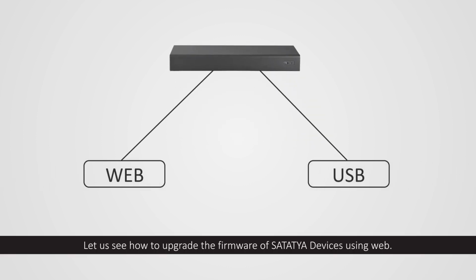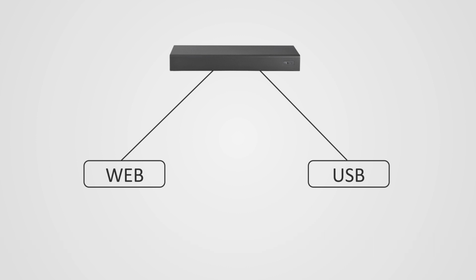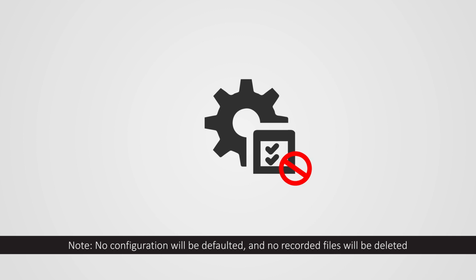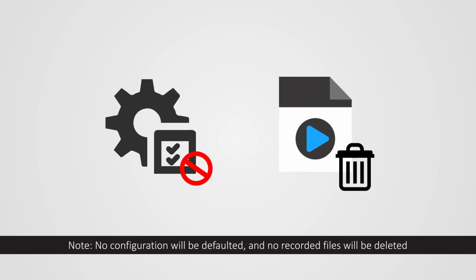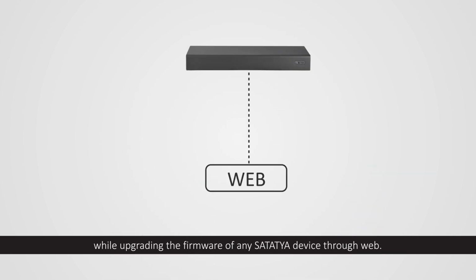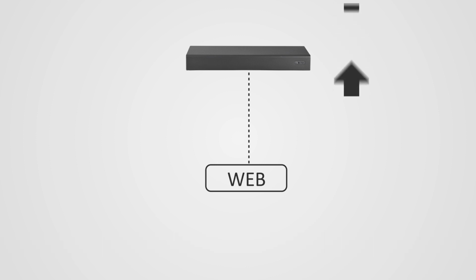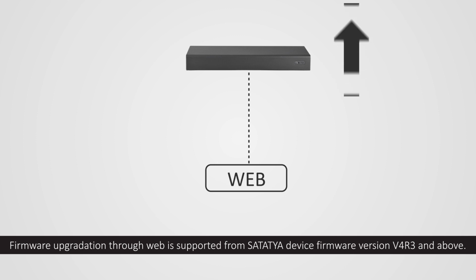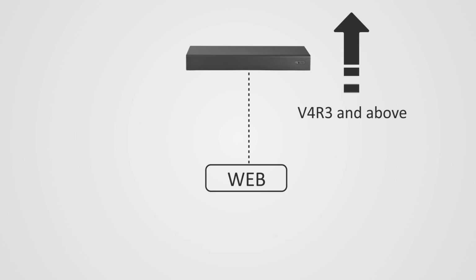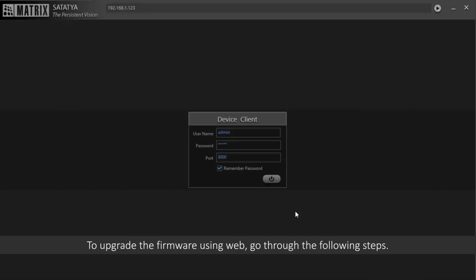Let us see how to upgrade the firmware of Sothethia devices using web. Note, no configuration will be defaulted, and no recorded files will be deleted while upgrading the firmware of any Sothethia device through web. Firmware upgradation through web is supported from Sothethia device firmware version V4R3 and above. To upgrade the firmware using web, go through the following steps.